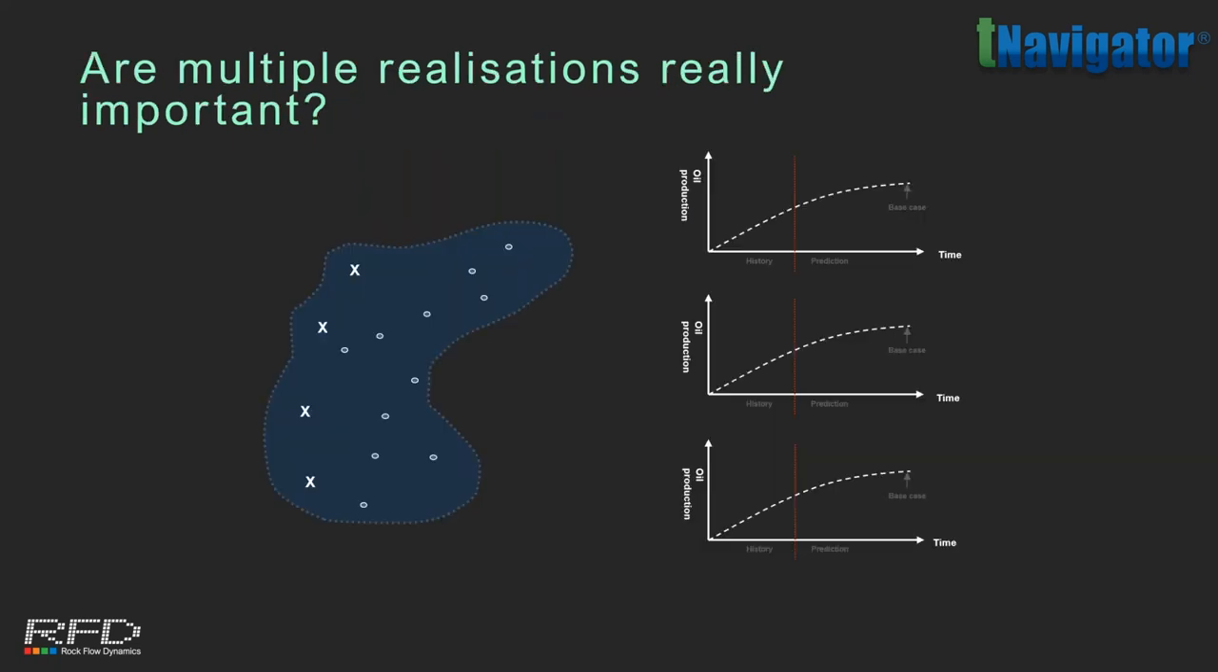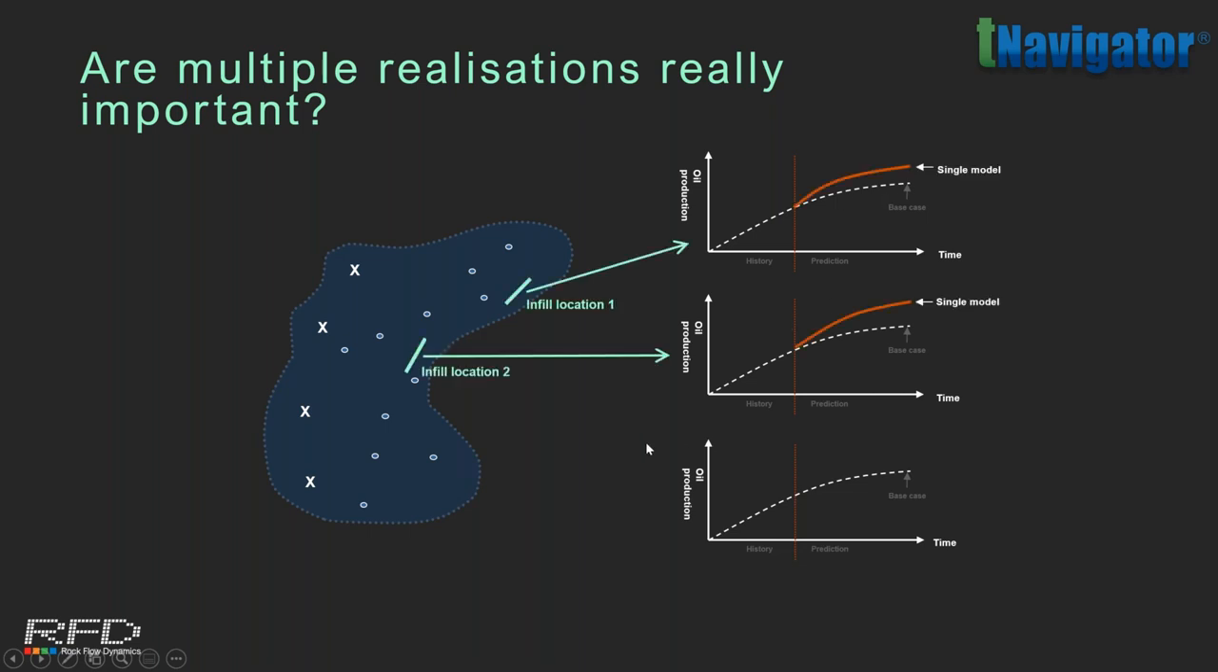This is an illustration of why multiple realizations are actually important. Let's consider a simple example. We have a field, one realization, one history matched model that makes a good match with the history. And then we have the base case, which is do nothing, and the production plan based on a single realization. And we also have three potential locations for infill well drilling.